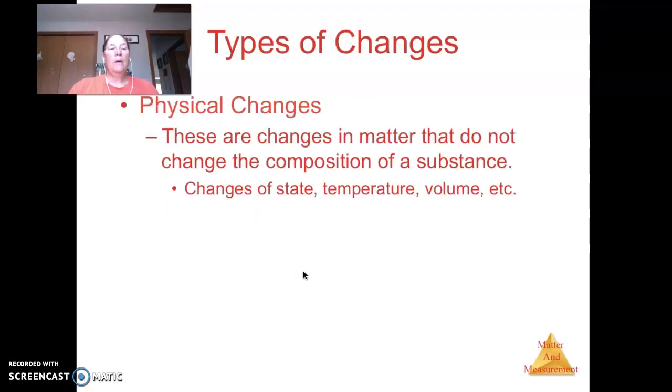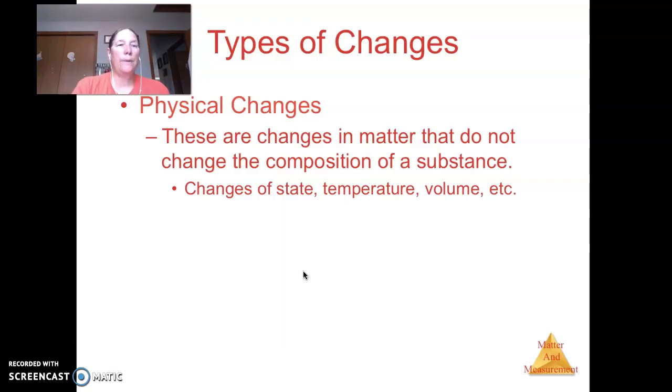Okay. Then along with properties, we have changes. You can have a substance go through a physical change, and really all you're doing is changing it into a different form. For instance, if I take ice and I melt it, and now I went from a solid to a liquid, but it's still water. That's a physical change. Or if I change the temperature of something by heating it up, or any of those kinds of things. If you take a piece of paper and you tear it in half, it's still paper.